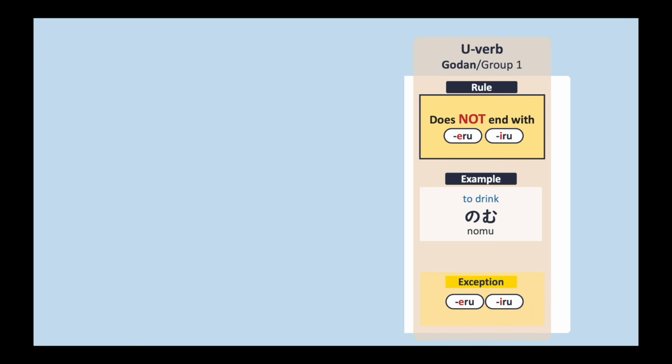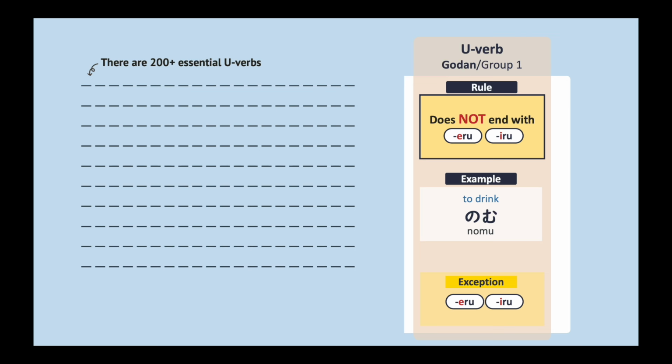There are more than 200 essential u verbs, but only 6 of them are the exceptions, meaning that there are 6 verbs that end with eru or iru, but they are u verbs. As your Japanese study advances, you will see more exceptions, but knowing these 6 exceptions is a pretty good start. And I'll introduce a memory tip for these 6 verbs later in this video.